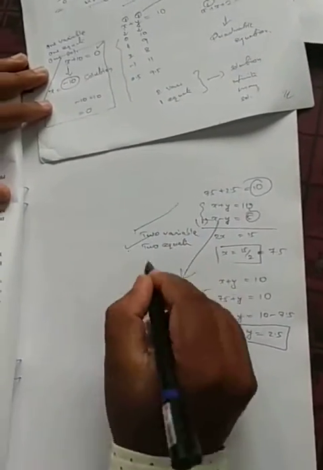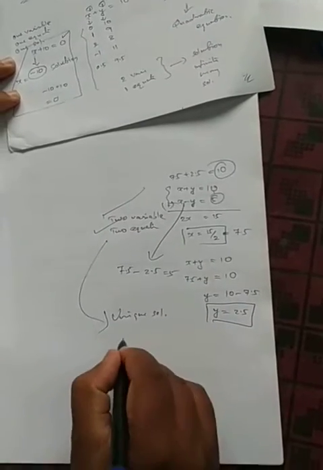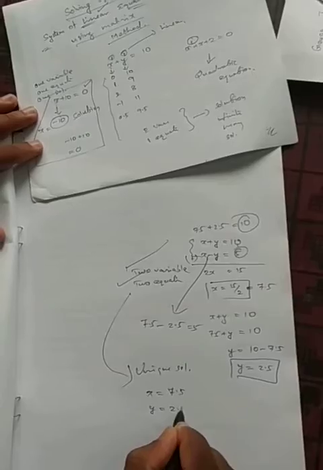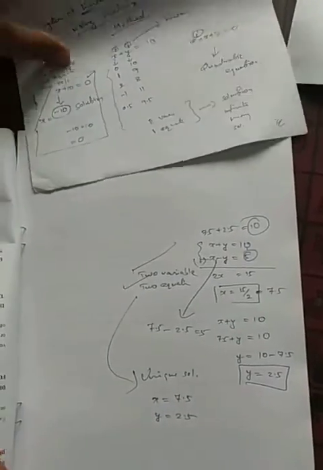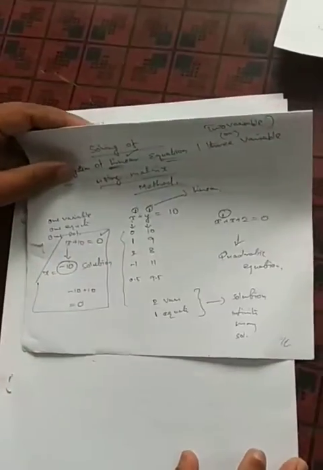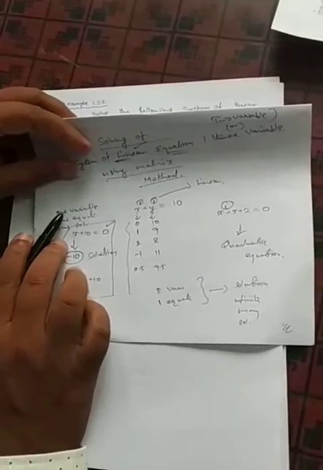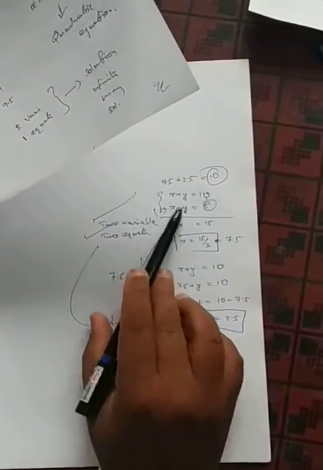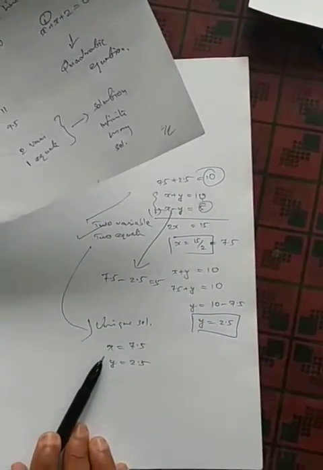2 variables, 2 equations, we are getting a unique solution. That is, the x value is 7.5 and the y value we are getting is 2.5. That's the thing. So now come back to this one. One more time I want to recall: 1 variable, 1 equation, the answer is 1 solution. Here 2 variables, 2 equations, the solution is unique.